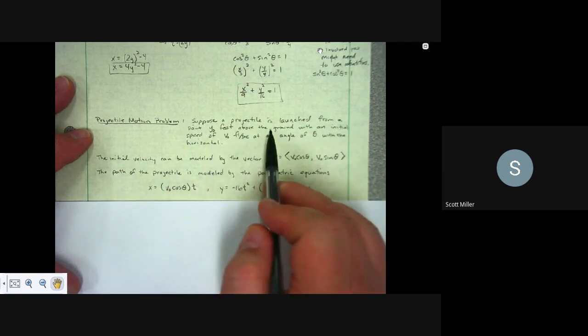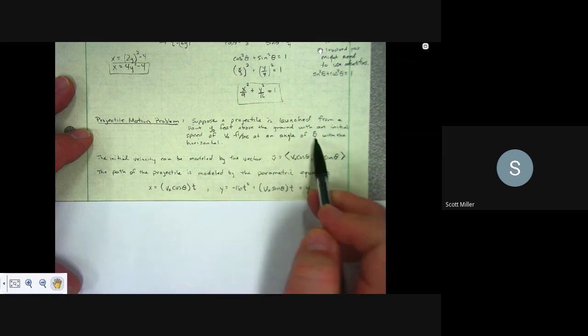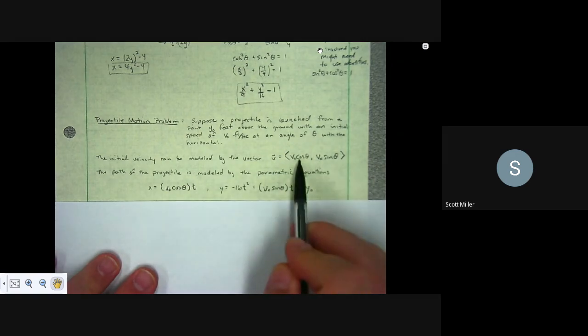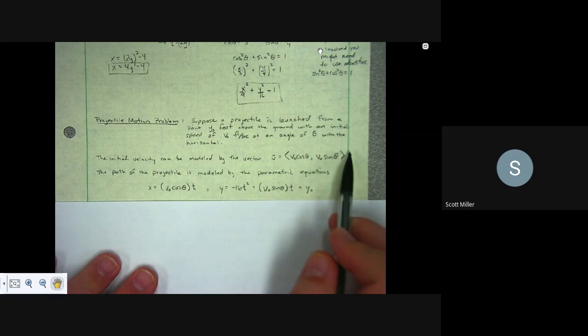We're going to revisit the projectile motion problem. Projectile motion is launched from a point y sub 0 feet above the ground with an initial velocity of v sub 0 feet per second at an angle of theta with the horizontal. Because this is describing kind of a vector, I can look at this as the initial velocity can be modeled by this vector right here. Okay. See how we're breaking it up into its component parts.